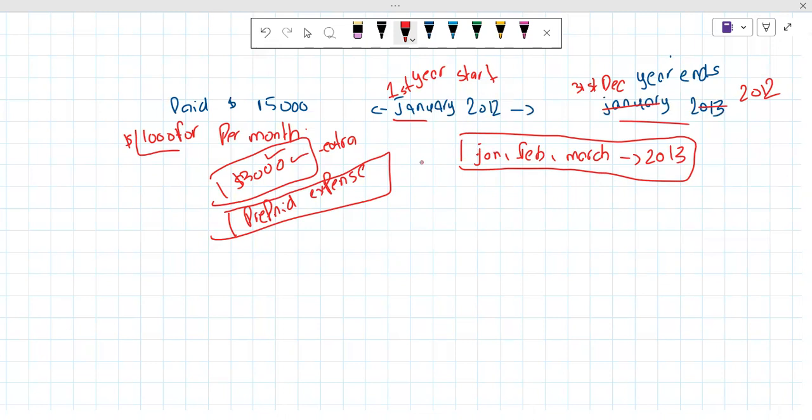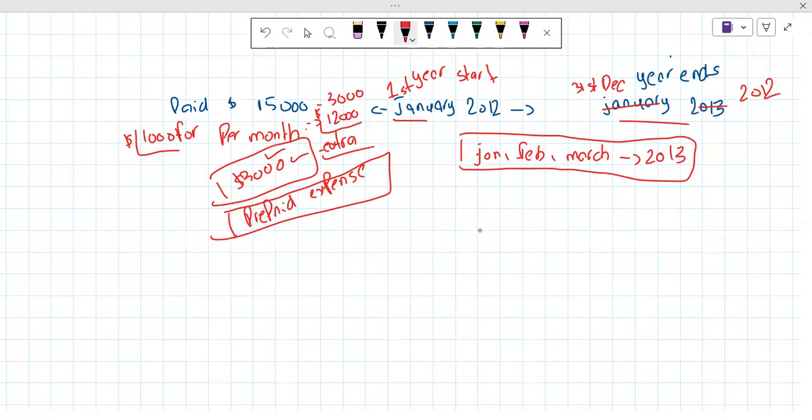Okay, because it is an extra payment, an advance payment, a prepaid expense, we always subtract 3,000 from 15,000, and we would only write $12,000 in the 2012 income statement, because this is related to that specific year's expense. Okay, so this is how it is.